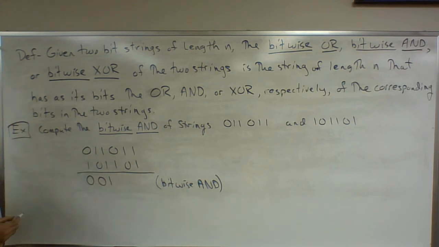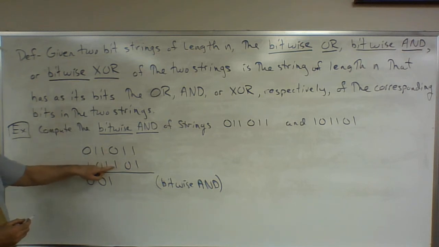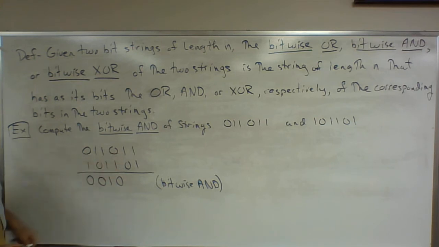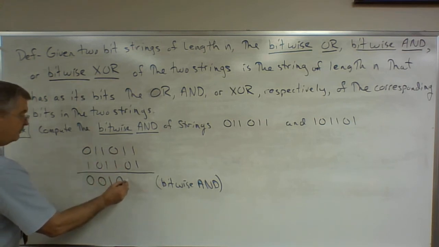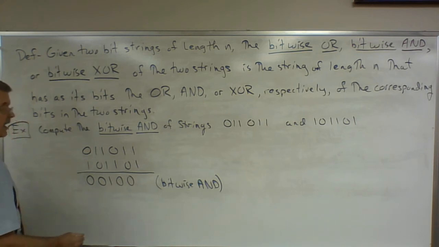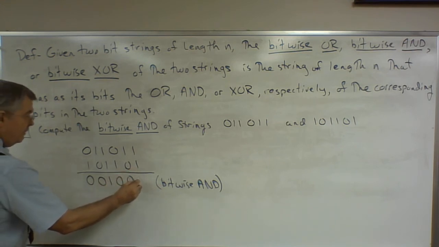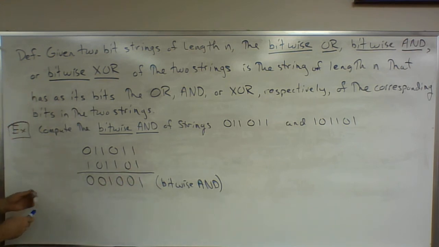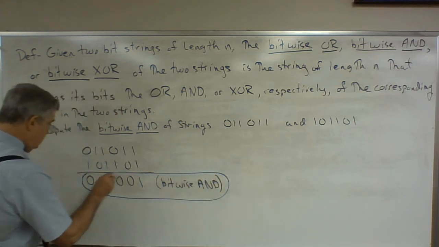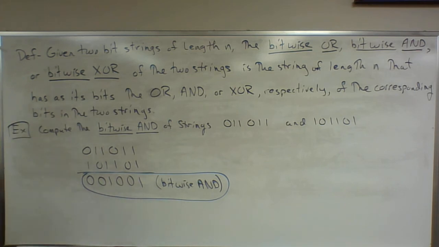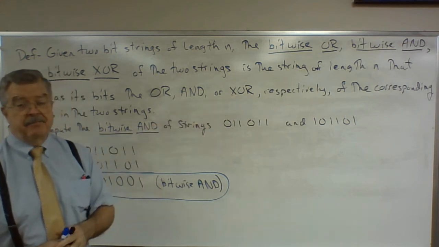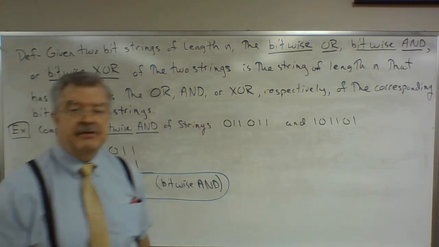And the fourth pair of bits going left to right, that's true and false, which is false. The fifth pair of bits, that's true and false, that's false. And the last pair of bits, we have true and true, that's true. So this is our bitwise AND. And we have one more. We also want to do the exclusive OR, the XOR, of these two strings.